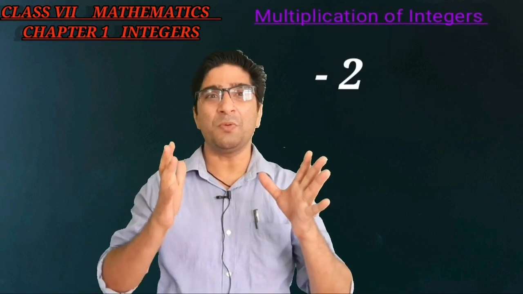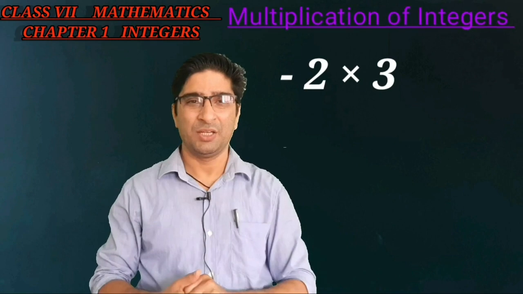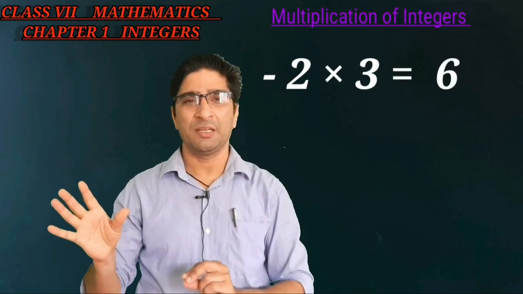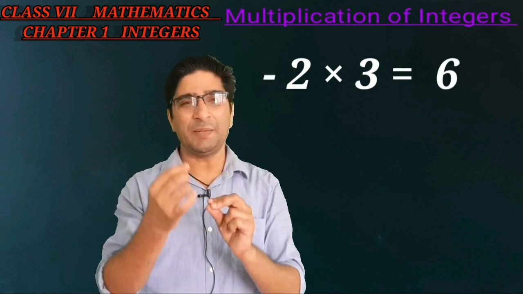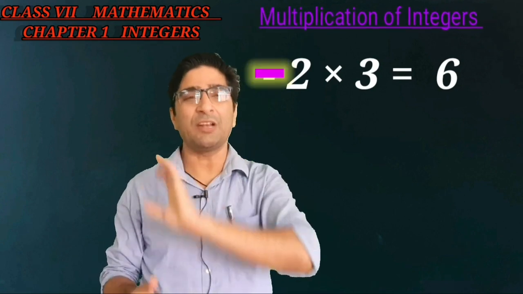Minus 2 into 3, one minus. So we will multiply the numbers. 2 3s are 6. Now how many minus do we have? Only one negative sign. So there is an odd number of negative signs. One is odd, so the sign will be minus.